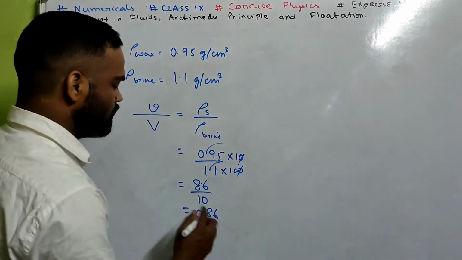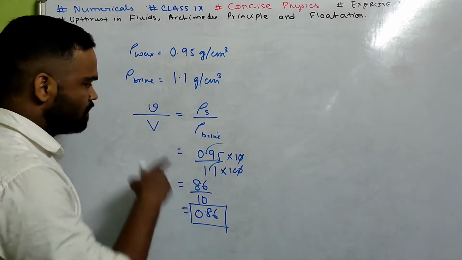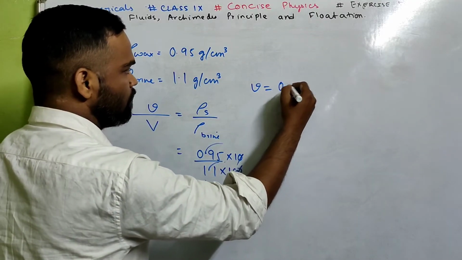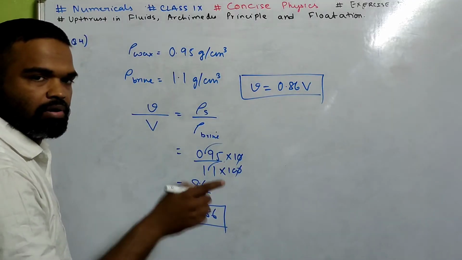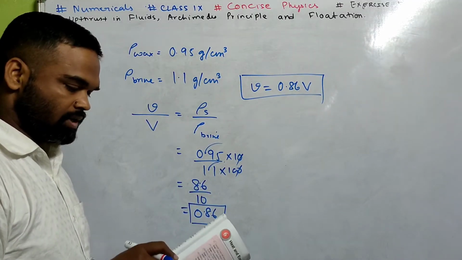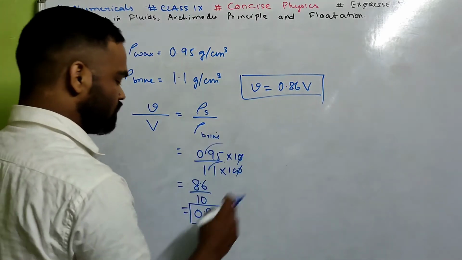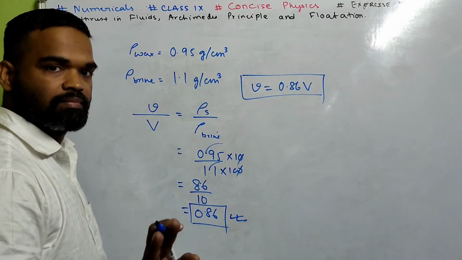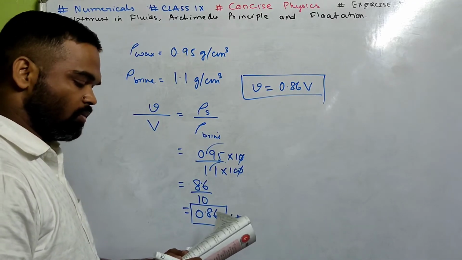So small v by capital V is 0.86, which means 0.86 part of its total volume will be immersed inside the liquid. Yes or no? Yeah, they've asked that only. What fraction of the volume is immersed? Fraction of the volume immersed is 0.86. Okay. This was number 4.